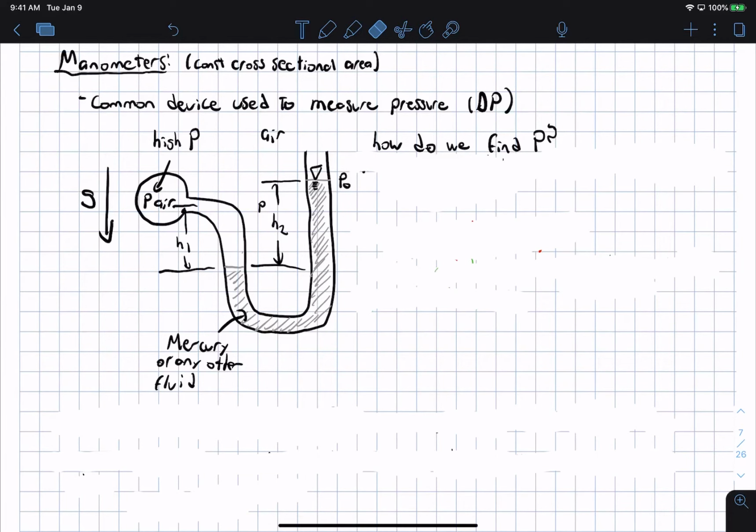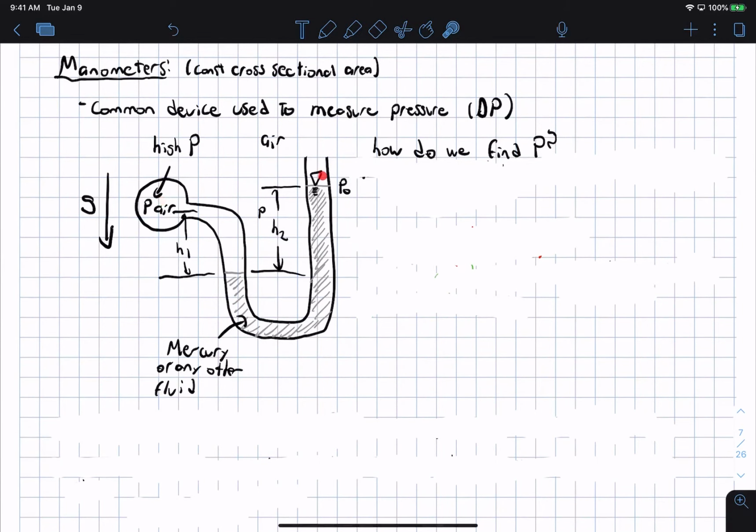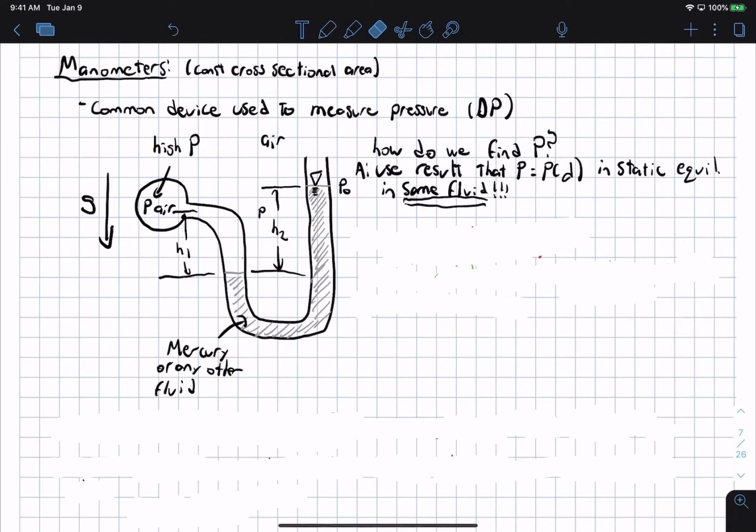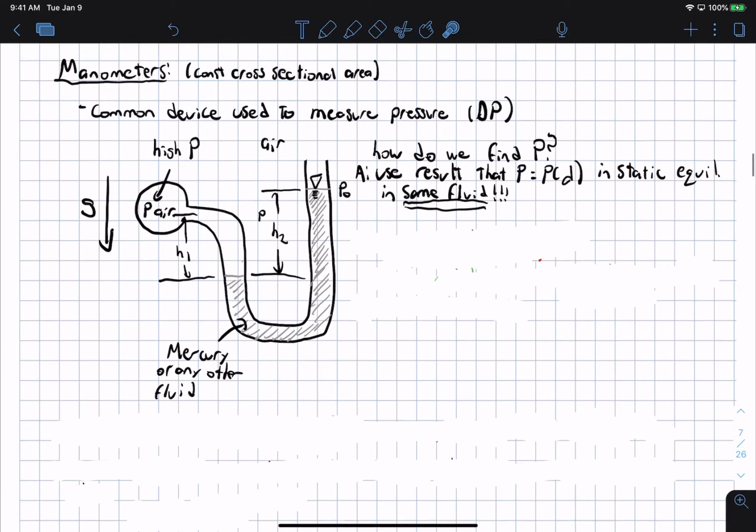So how do we find this pressure P inside of the pipe, where we know outside, because again I got the triangle with the three little lines, that's at atmospheric pressure. Well, the answer is we use the result that the pressure is a function only of the depth in the fluid if we are in static equilibrium. And of course the caveat is that that's in the same fluid. Now for this we have the added wrinkle that there are multiple fluids, but you'll find out that that's actually not that difficult to use, and there are multiple ways to find P.